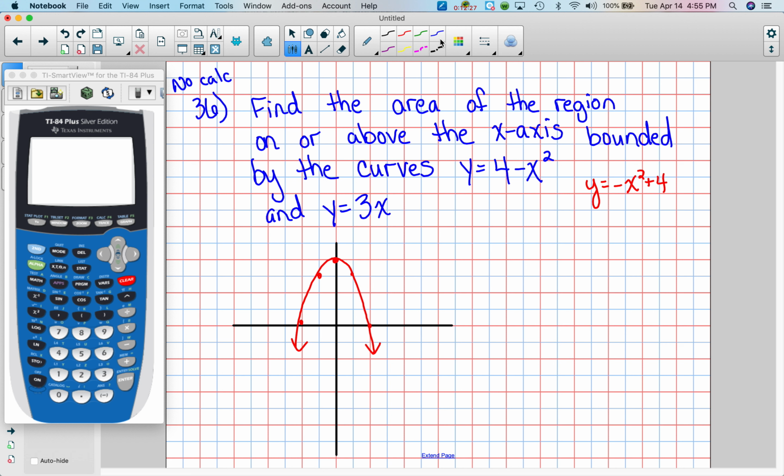And then we have our line, y equals 3x. So we know that goes through 0, 0, has a slope of 3. So we get this line.